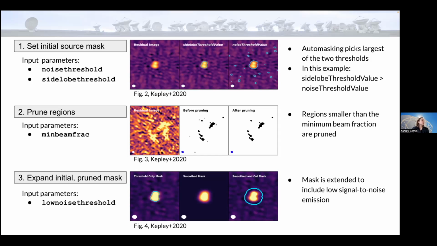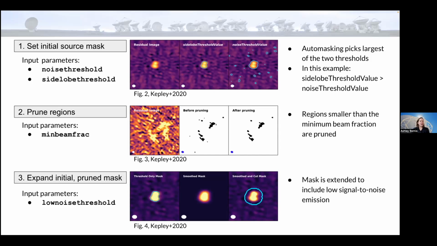Auto masking will calculate the absolute values of these two thresholds, and then it will select the higher of the two. In this image at the top from Kepley et al., it's showing you what happened for this particular case. We can see that from this image, the noise threshold value is actually lower than the sidelobe threshold value. So auto masking picks the sidelobe threshold value to create the initial mask.